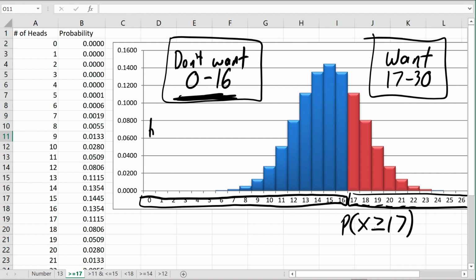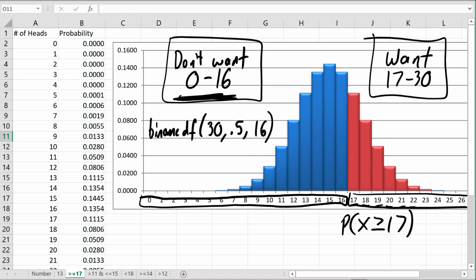All right, so this will be Binomial CDF. Number of trials is still 30. Probability of success is still 0.5. Now, our X is the number of successes or fewer that we're looking for. And again, what we're looking for is what we don't want. And what we don't want is 0 to 16. And so we're going to put a 16 here. The most common mistake on problems like this would be to put a 17 there.